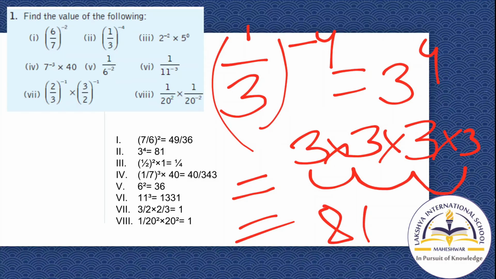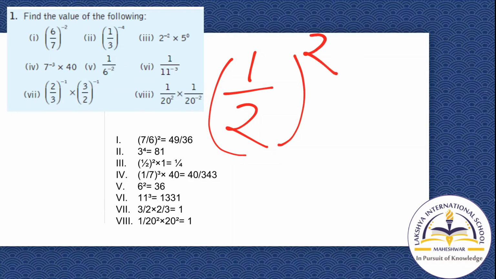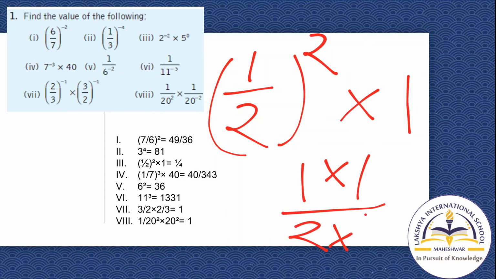Now question number 3. 2 raised to the power minus 2. So we can write 1 by 2 raised to the power 2. Now into 5 raised to the power 0. If any number has power 0, the value will be 1. So multiply by 1. Now 1 into 1 by 2 into 2. What will be the answer? 1 by 4.